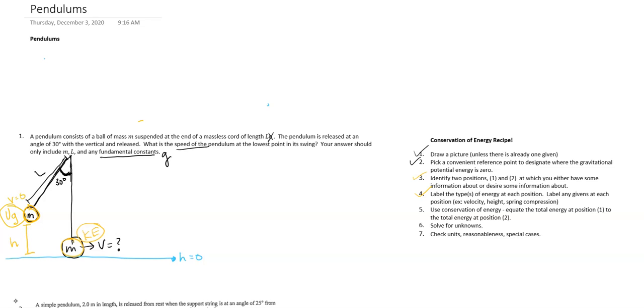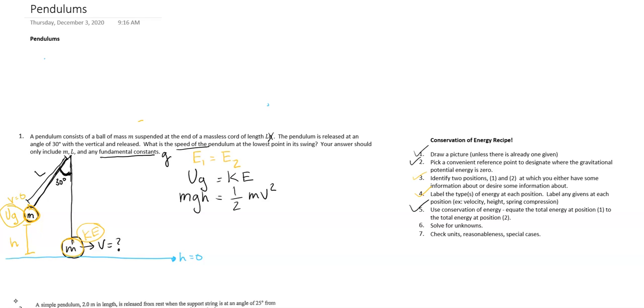Now let's use conservation of energy. Let's say the energy at 1 equals the energy at 2. At 1 it is all UG, and the energy at 2 is all KE. Now let's solve for unknowns and plug in our equations. Our UG equation is mgh, our KE is 1/2 mv squared.